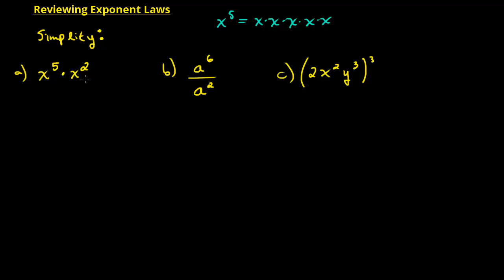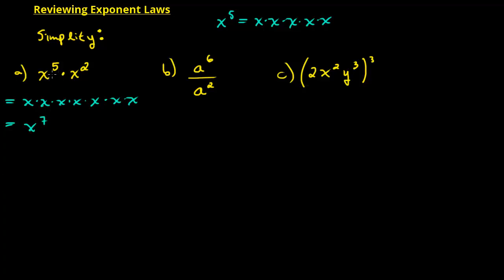If I have x to the power of 5 times x squared, well, this would really mean that I'd be writing x times x times x times x times x 5 times, and then I'd be multiplying 2 more x's, 2 more factors of x. So let's count the factors of x. 1, 2, 3, 4, 5, 6, 7. There are 7 factors of x. So this is equal to x to the power of 7.